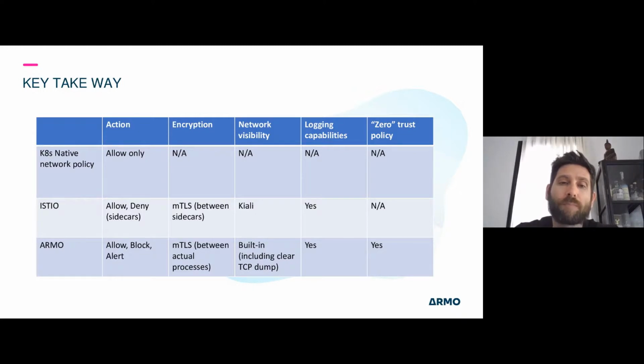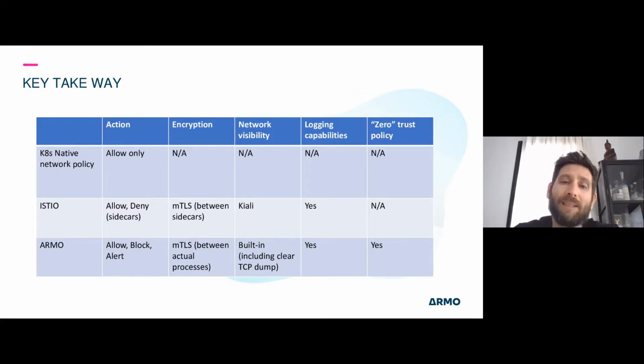Network visibility is not available in native Kubernetes. It is available in Istio using Kiali, and I don't know how it is done in other service meshes. And in ARMO, we have the ability to show you the network connectivity, as well as a clear TCP dump on demand. So if you have any challenge and you want to debug your situation, you can create an on-demand TCP dump that will give you a clear copy of the traffic.